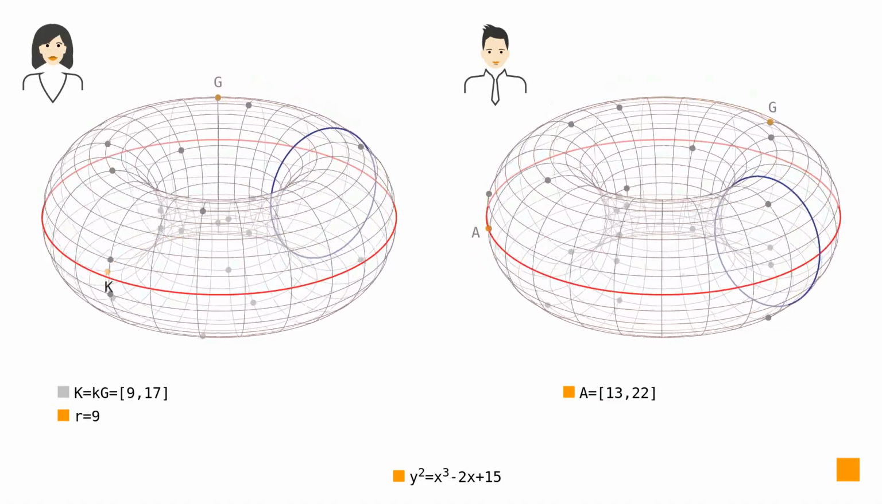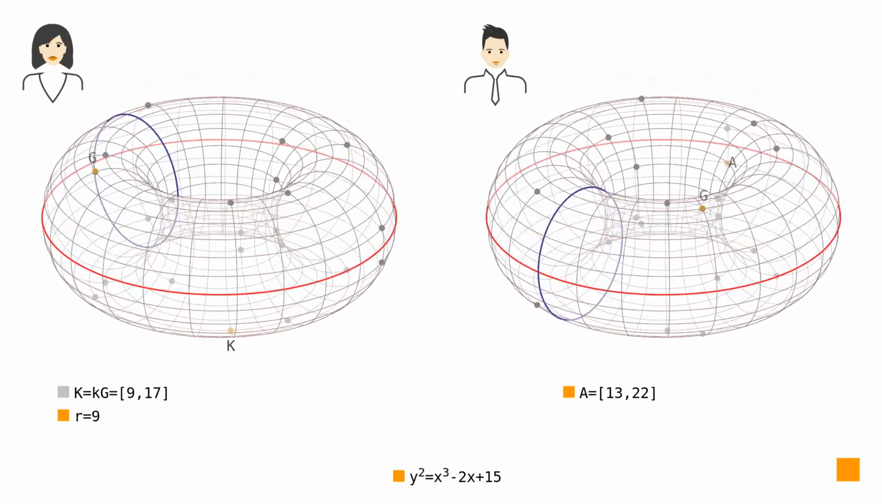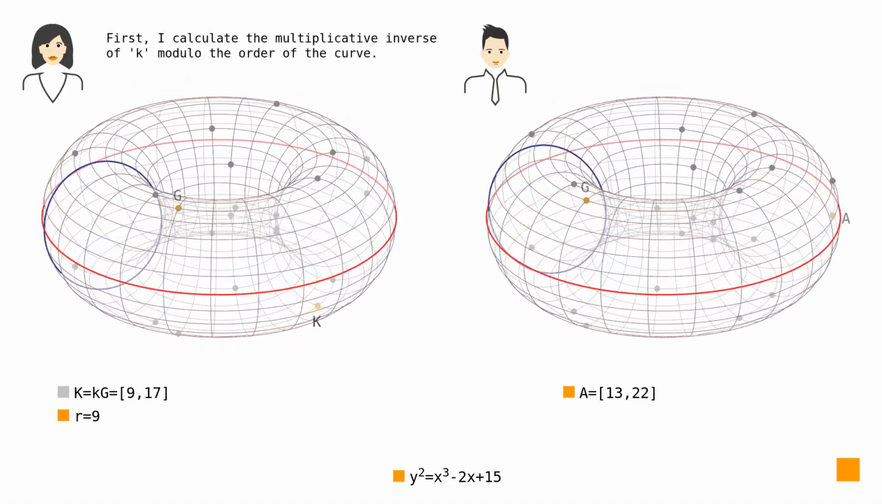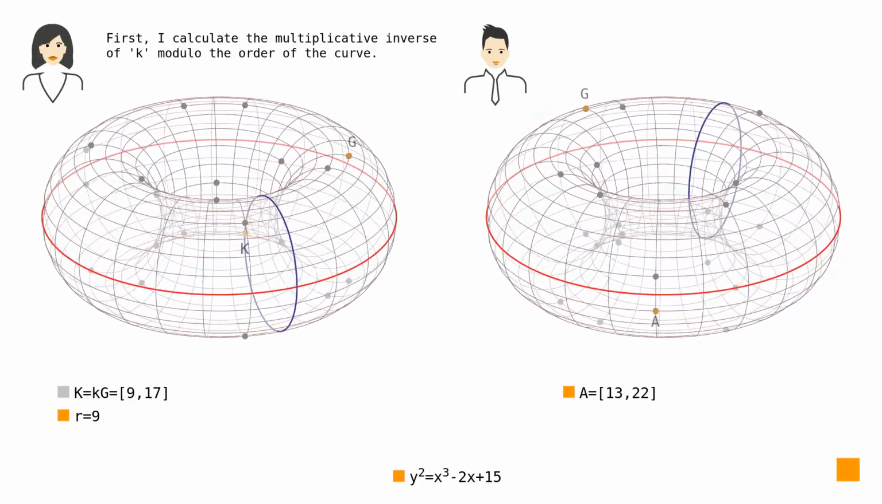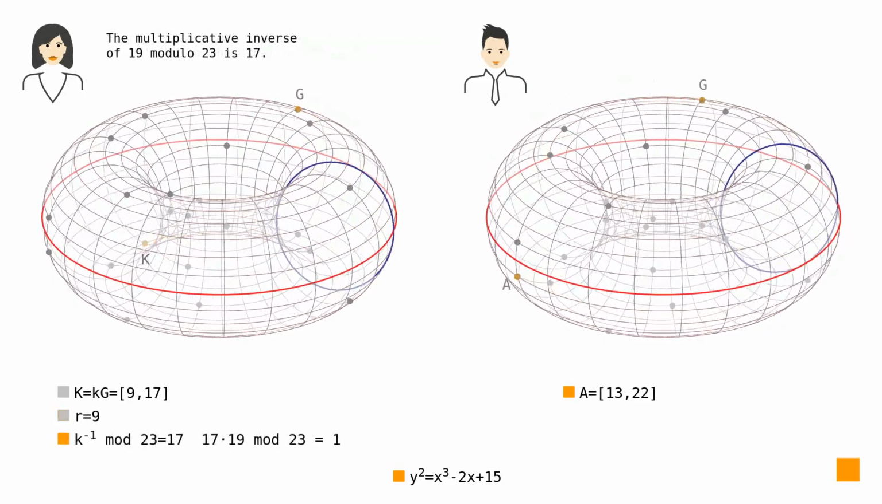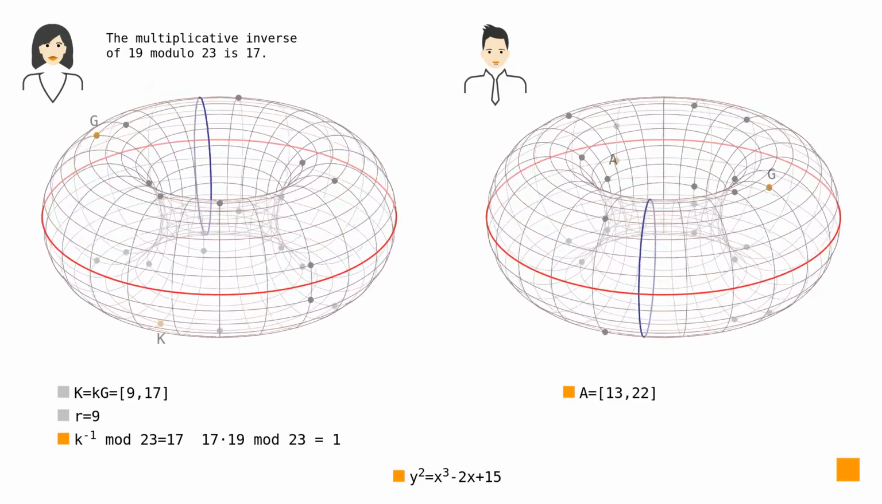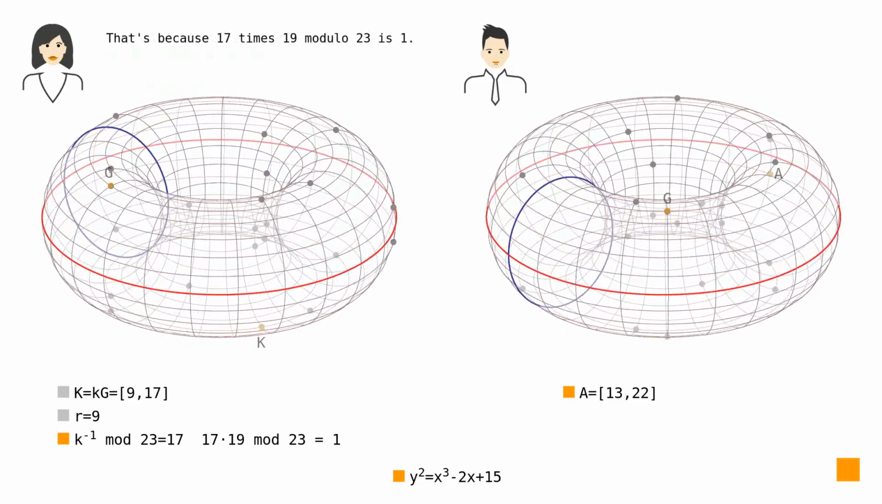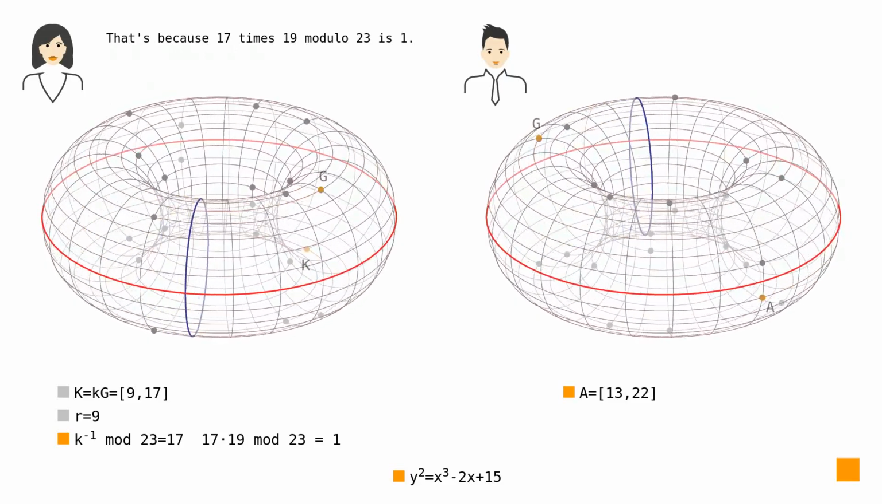Now Alice calculates the other half of the signature by using modular arithmetic with the order of the curve as the modulus. First, I calculate the multiplicative inverse of k modulo the order of the curve. The multiplicative inverse of 19 modulo 23 is 17. That's because 17 times 19 modulo 23 is 1.